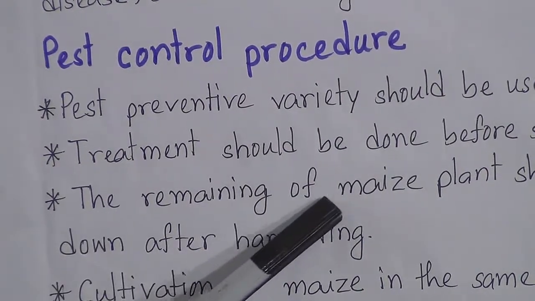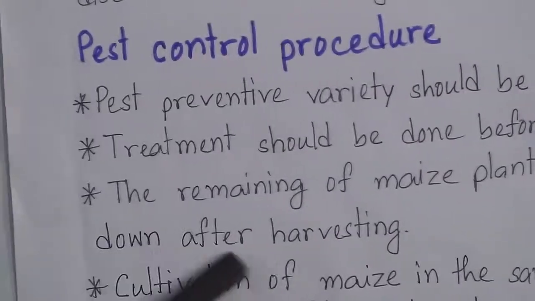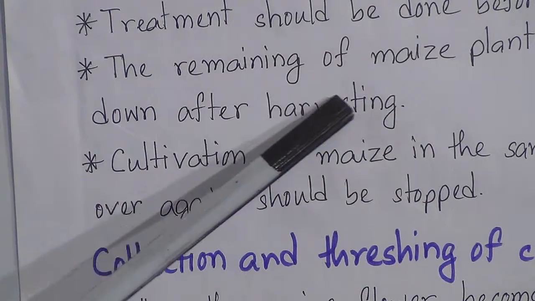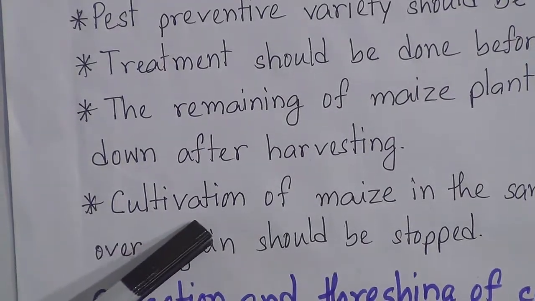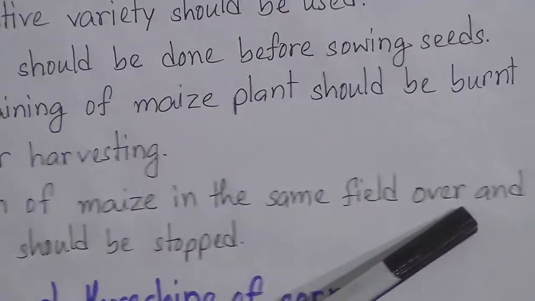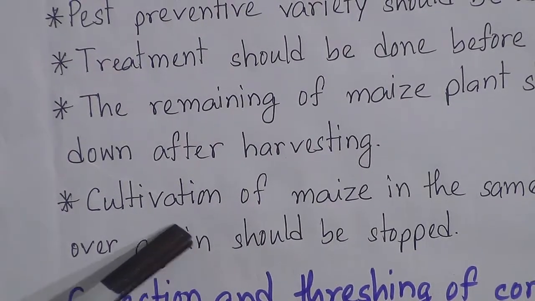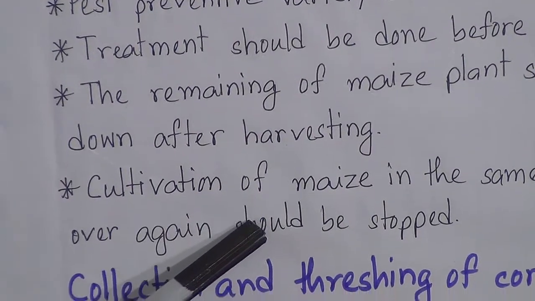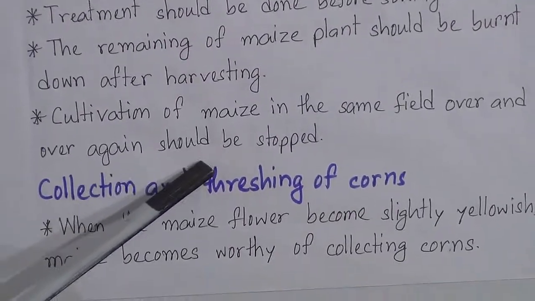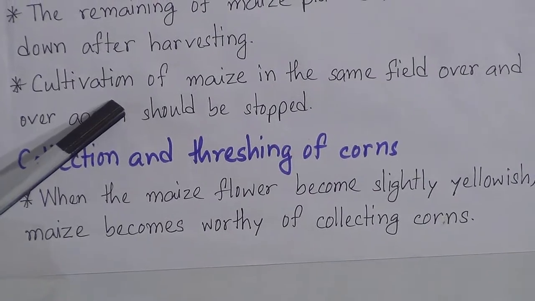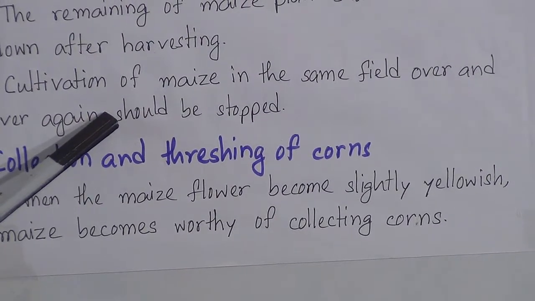The remaining of maize plants should be burnt down after harvesting. So after harvesting, we will burn the remaining maize plants. And cultivation of maize in the same field over and over again should be stopped. So we will not produce maize in the same field over and over again. We will use a different piece of land to cultivate maize.